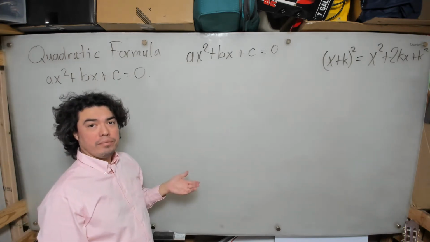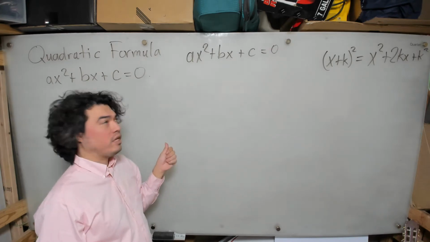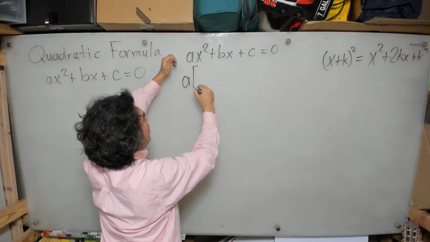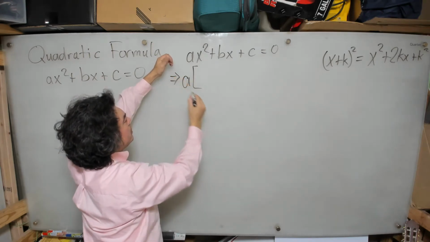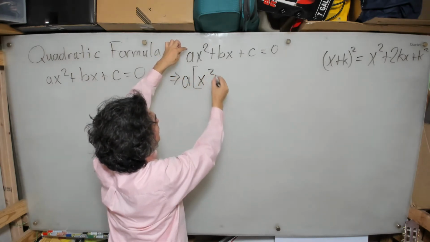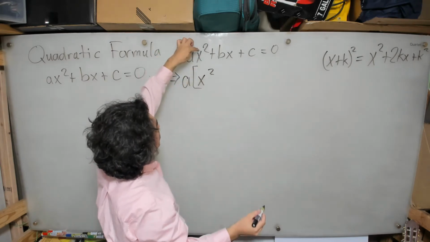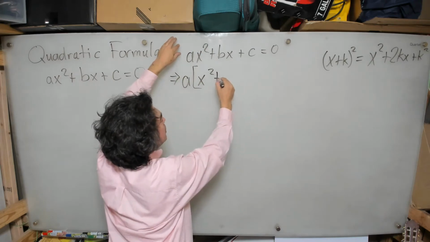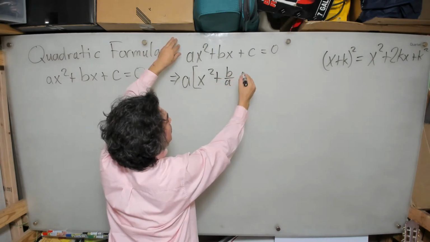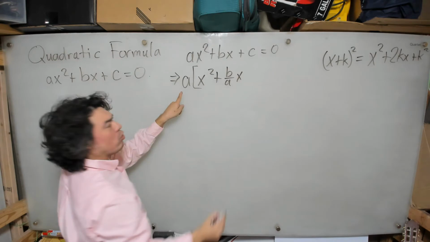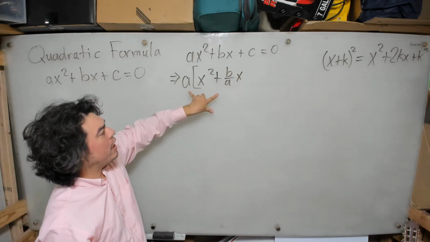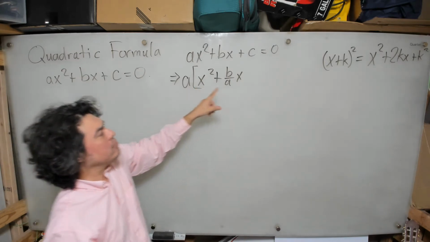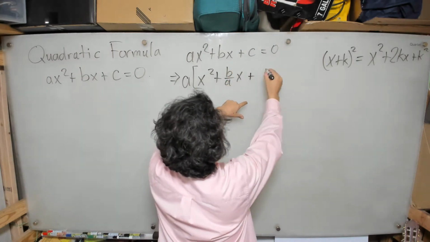How are we going to get rid of it? We're going to factor it out of the left-hand side. So what do I mean by that? I'm going to put an open bracket. I know that a times x squared will give me ax squared. Now, what times a will give me b? Well, plus b over a x. Because if I multiply a times b over a, the a's will cancel, and I'll be left with plus bx. In a similar way, a times c over a would give me positive c.